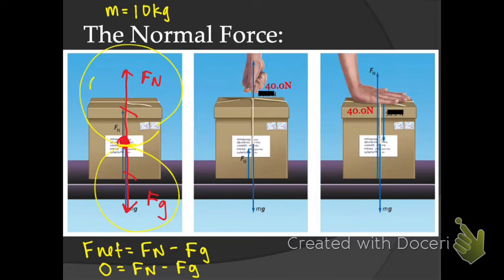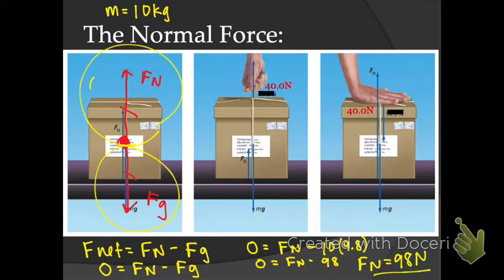So if I wanted to solve for that, I would say 0 equals the normal force minus the mass times 9.8. So 0 equals the normal force minus 98. I would add that to the other side, and the normal force equals 98 newtons. Do you see how that works? We knew just from the image that they were congruent, so I could have just solved for Fg and then said the normal force is equal to that.